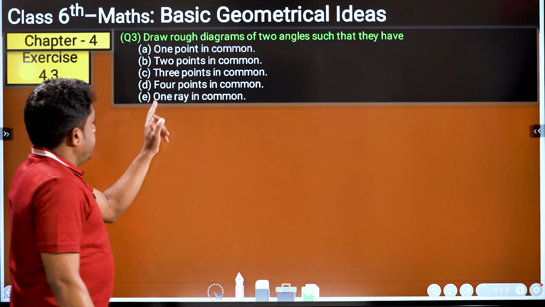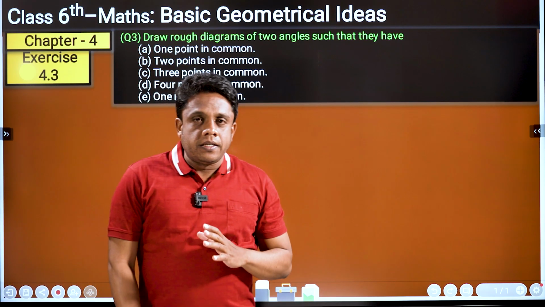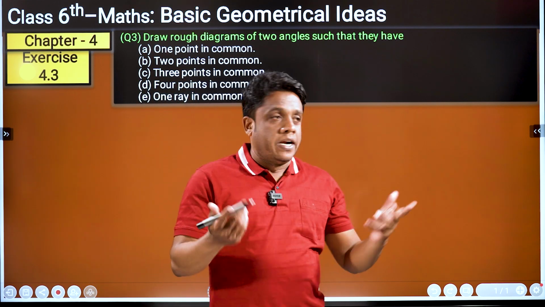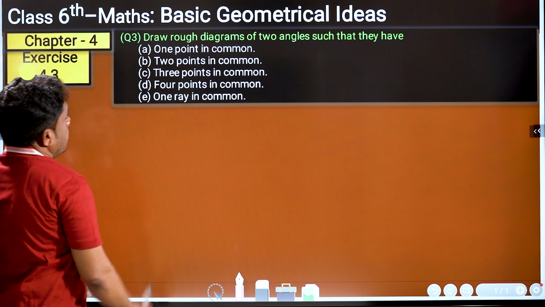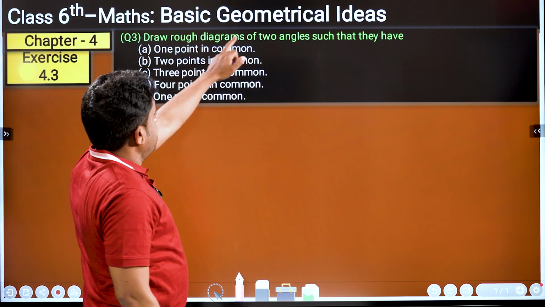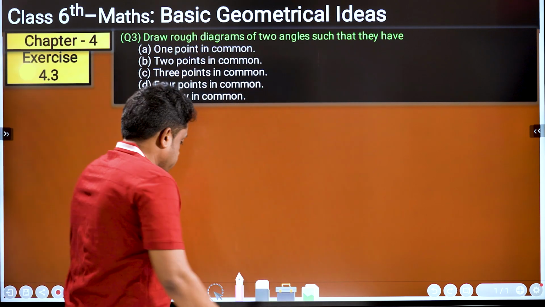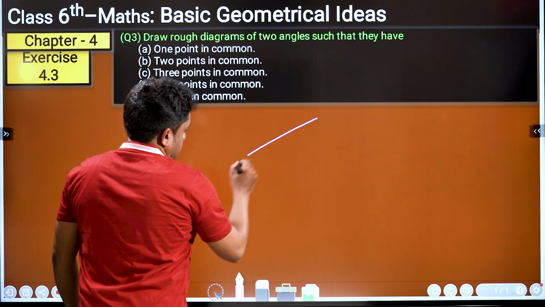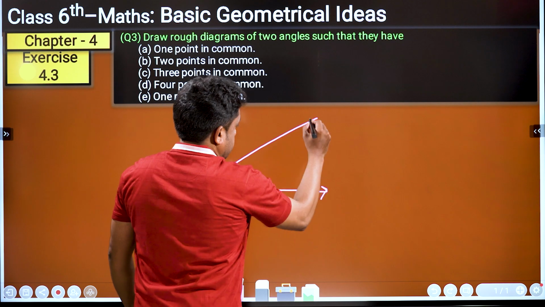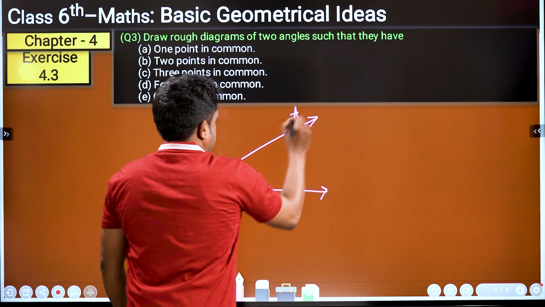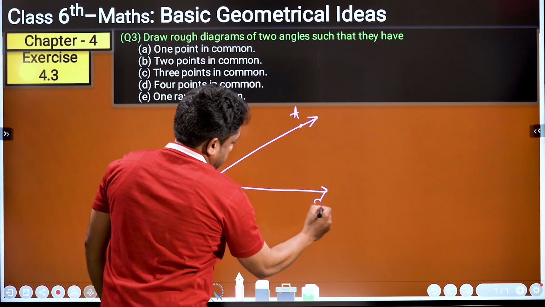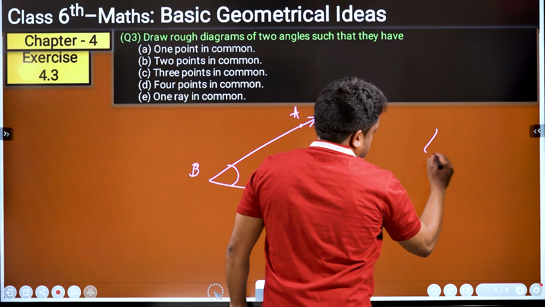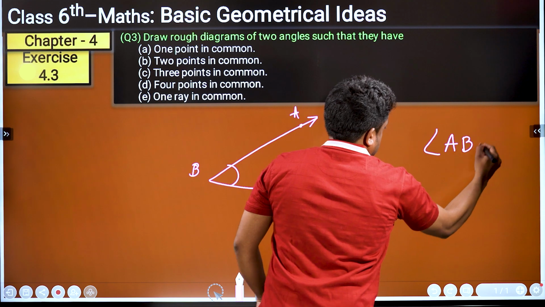So the E part is one ray in common. That means in two angles you should have one ray in common. So let us see how to find one ray in common. First, again we will draw a rough diagram of two angles. First let me draw two angles. So I will write one angle like this. So this is your A, B and C, correct? So this is your first angle, that is angle ABC.